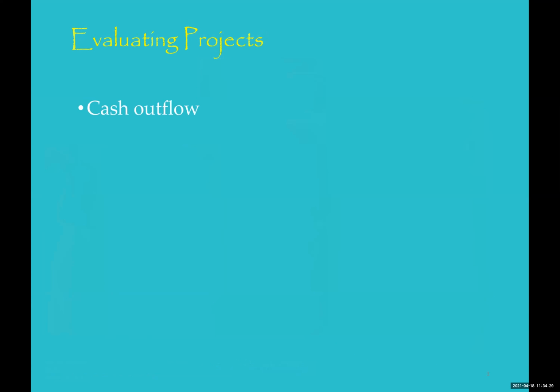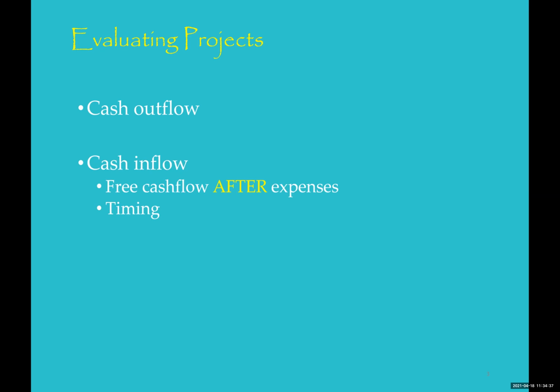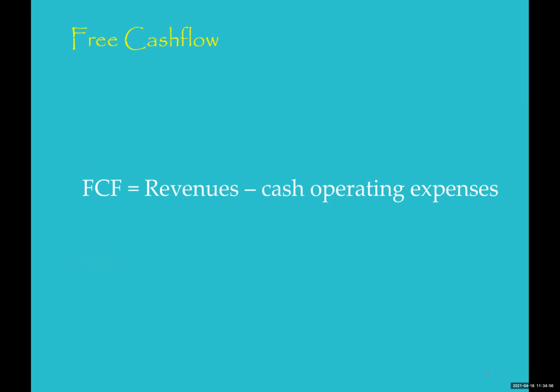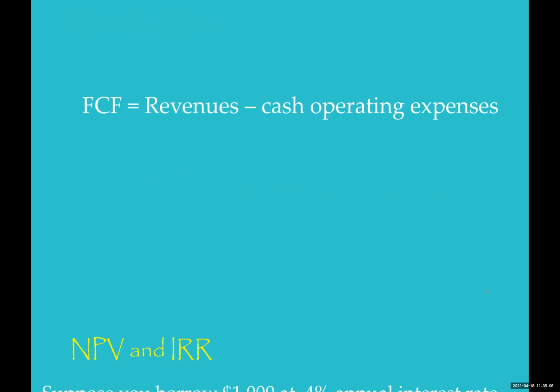So when you're evaluating projects, you always want to look at the cash outflow. That's the total cost to initiate the project. The cash inflows, which are the expected free cash flows after subtracting annual operating expenses. And you also need to figure out the timing of those expected free cash flows. And then there is a risk component, always very important in finance. So remember, you'll see me abbreviate free cash flow as FCF. It's effectively cash inflows, which should be something like your revenues, minus your cash operating expenses.